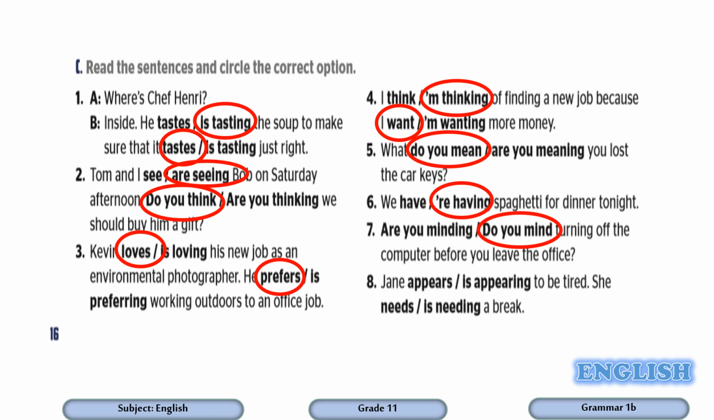Jane appears or is appearing to be tired. I'm talking about the state of Jane here and not her action. So she seems or appears. She needs or is needing a break. To need, it's about her feeling. So it's a state verb.